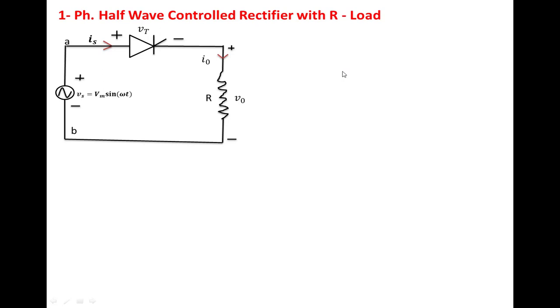Welcome to the class on a single phase half wave controlled rectifier with R load. This is a circuit diagram. The input is the AC source Vs equal to Vm sin omega t.